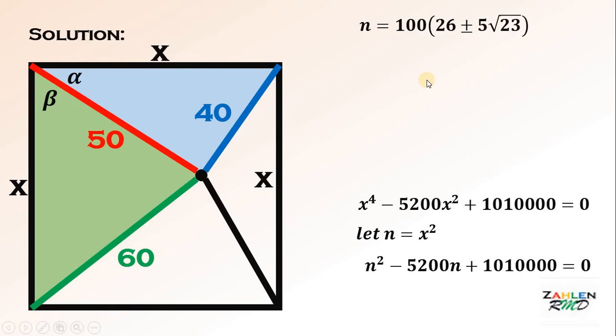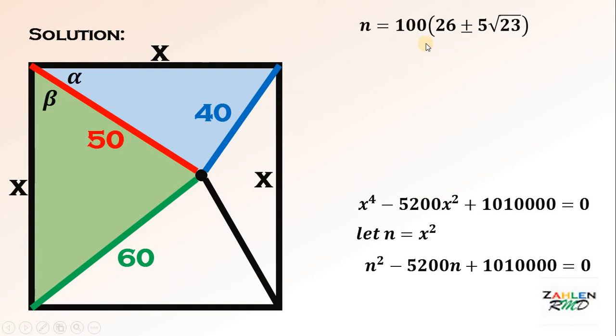Now the question is, which one do we accept? The plus sign or the minus sign? To decide which one is correct, take note that n is simply equal to x squared, or the area of this square. Now let's approximate the area of this square. To do that, we need to approximate how long its diagonal is, because we know the area of the square is equal to the length of the diagonal squared divided by 2. Now the approximate length of the diagonal is simply 60 plus 40, or 100, and 100 squared divided by 2 is around 5,000. Therefore, the area of this square is approximately 5,000.